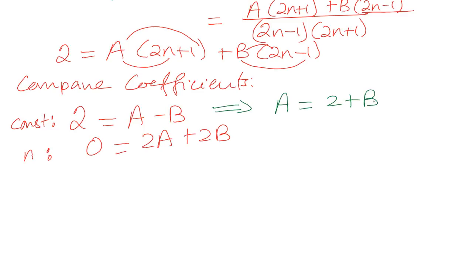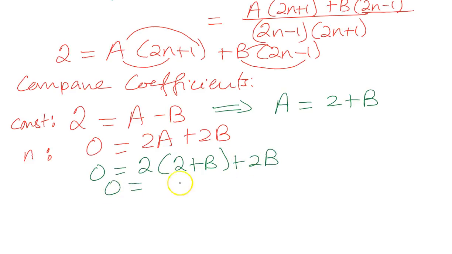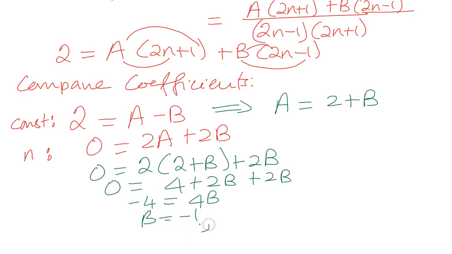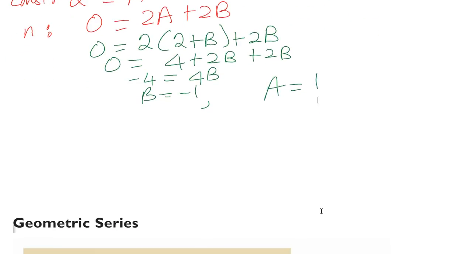I'm going to use the substitution method. Come here, replace a by 2 plus b. So what do you have? You have 4 plus 2b plus 2b. So 4b is negative 4. You will get that b is negative 1. Now if b is negative 1, a should be 1. Okay? So now let's write what we have in terms of partial fractions.